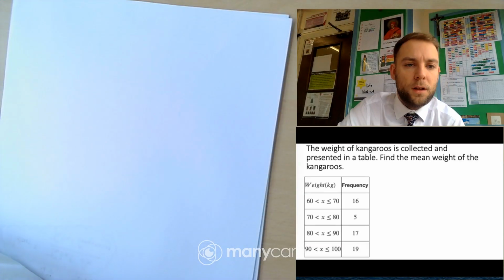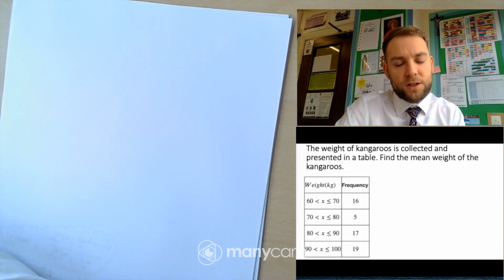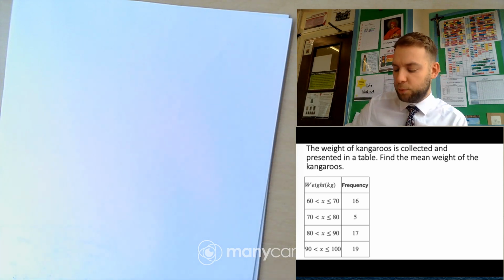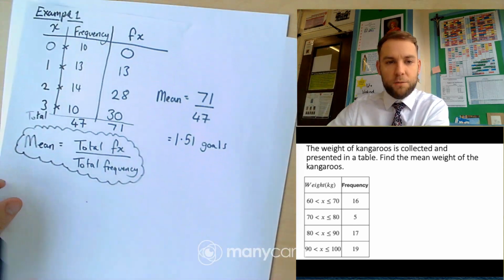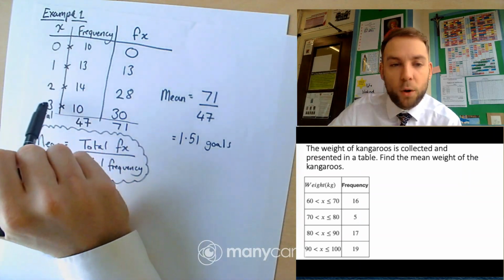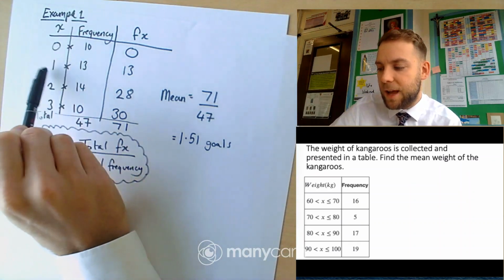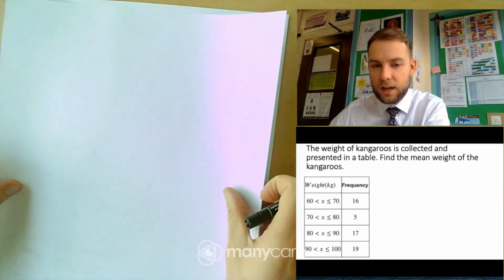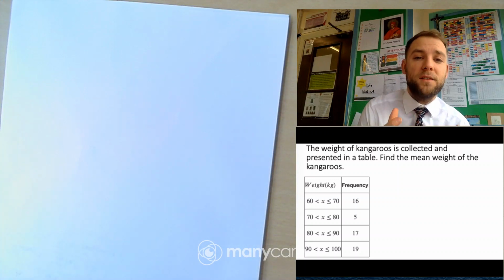Now, because we've got the range, we've got to think about what value we're actually going to use, because previously, when we did the last one, it was just the amount of goals scored that we used, so 0 times by 10, 1 times by 13. But here we've got a range. Because we don't know the actual weight of the kangaroo in that range, what we do is we use the midpoint.